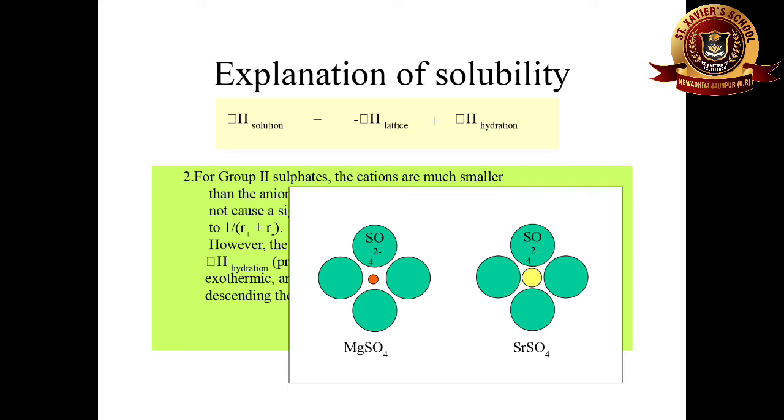Explanation of solubility. Solubility is determined by the lattice energy. The higher the lattice energy of a compound, the higher the amount of energy it requires for solvation. Therefore, the solubility is inversely proportional to the size of the cation.